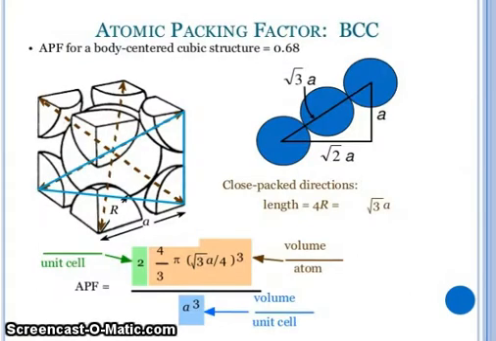Atomic packing factor BCC. APF for a body-centered cubic structure is 0.68. You can see here close packing directions, length 4R and root 3 a. Unit cell 2 times 4/3 pi (root 3 a over 4) cubed, volume per atom, a cubed, volume per unit cell.